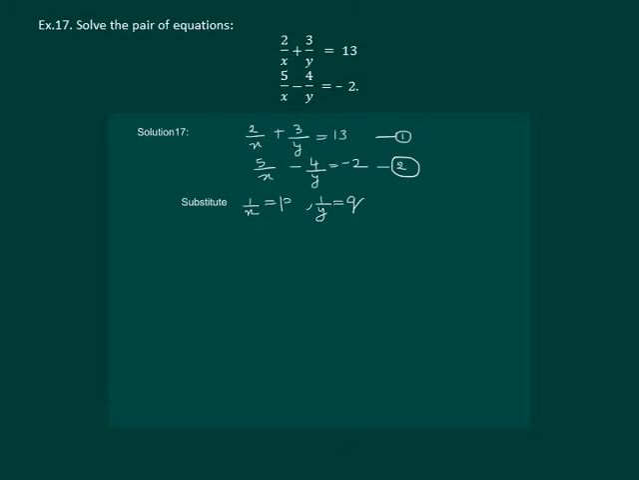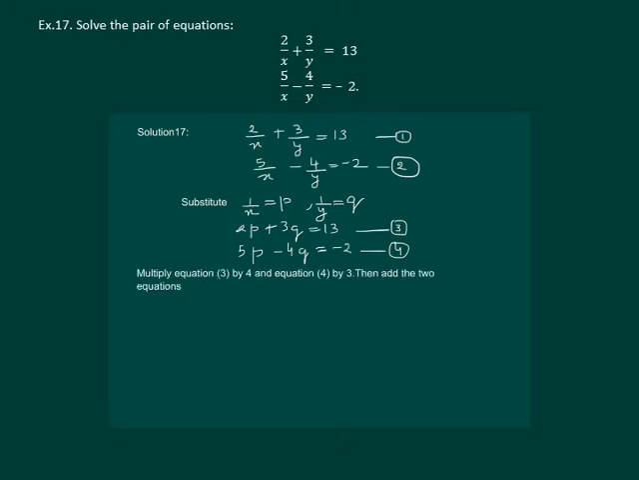Then equation 1 becomes 2p plus 3q equal to 13. You mark it third equation. Similarly, 5p minus 4q equal to minus 2 is the fourth equation. Let us solve equation 3 and 4 by elimination method.